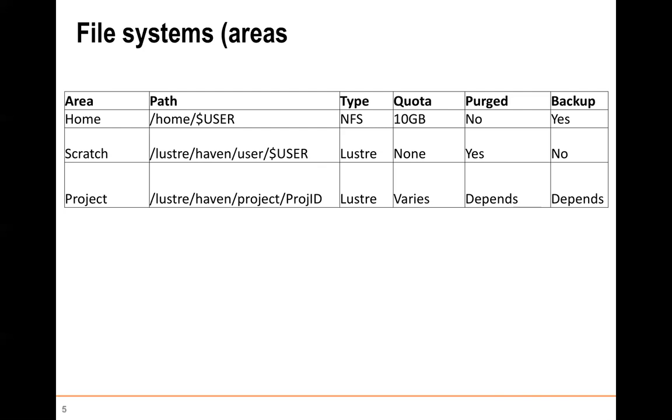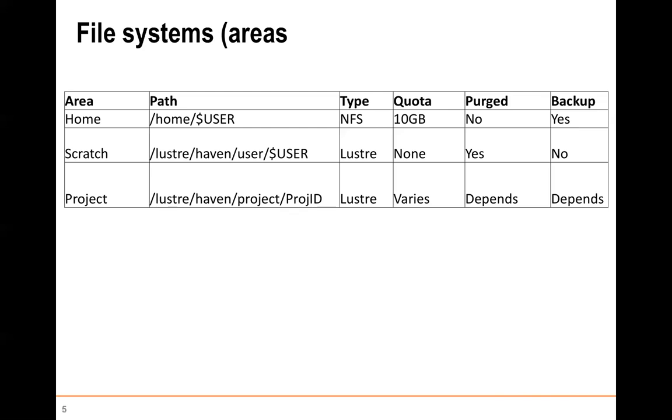On the scratch space, you can find that at /lustre/haven/user/$USER. Again, that $USER means your username. It is Lustre-based. There is no quota on it, so you can store as much as you want to in the system. It is purged, which means that if there's any data that's been unused and it's been sitting there for 30 days or longer, it is subject to being purged.